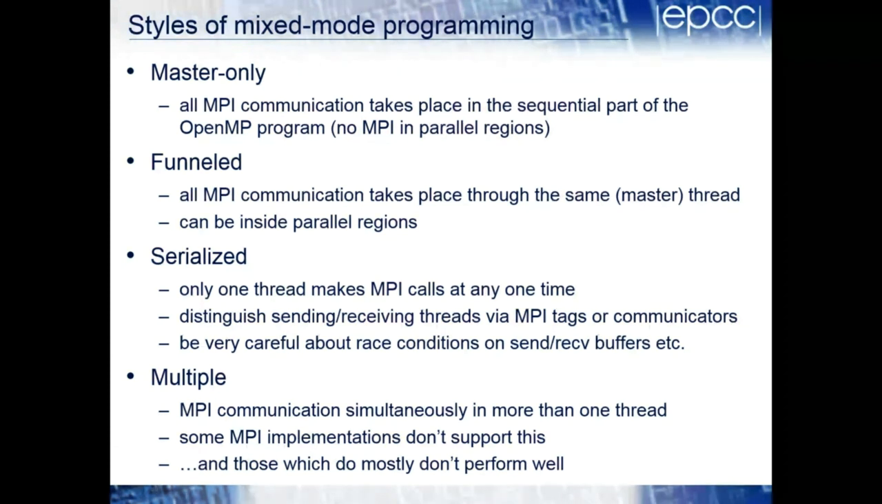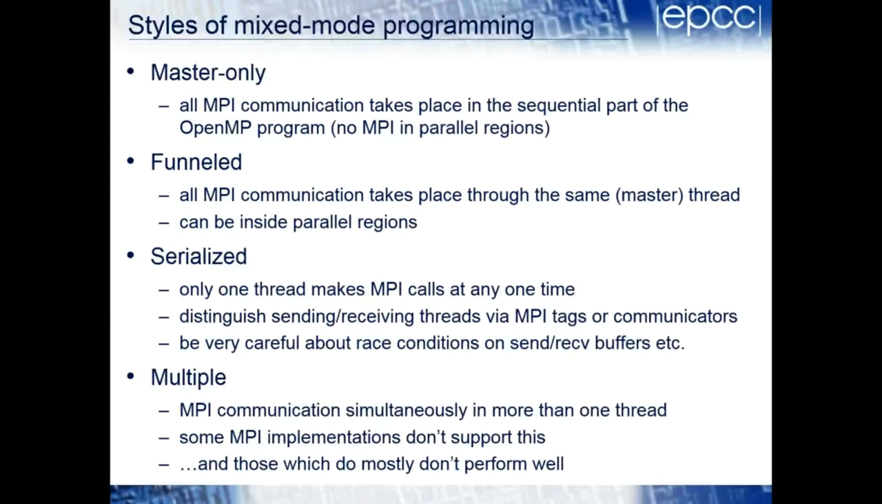So only the master thread of the parent process calls MPI. Funnel is the same thing, really. All MPI communication takes place through the same master thread inside a parallel region. So the simplest model is to make sure that when you call MPI, only one thread does it, the master thread. And then the MPI library has to support nothing extra. Basically, it doesn't even know it's been called from an OpenMP program.